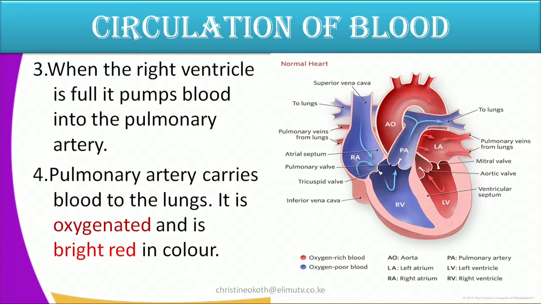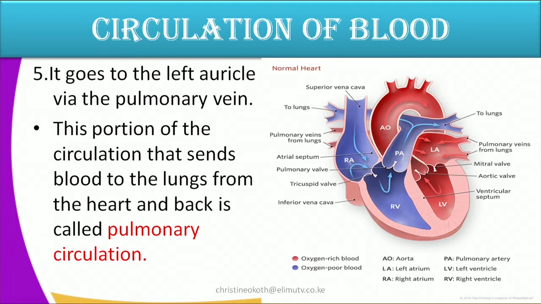The pulmonary artery carries the blood to the lungs, where it is oxygenated, or we say it is purified. After that blood has been oxygenated, the appearance will change. When it was deoxygenated, it was dull red in color. Now that it has been purified, or oxygenated, it will be bright red in color. So from the artery, it goes to the left auricle via the pulmonary vein.